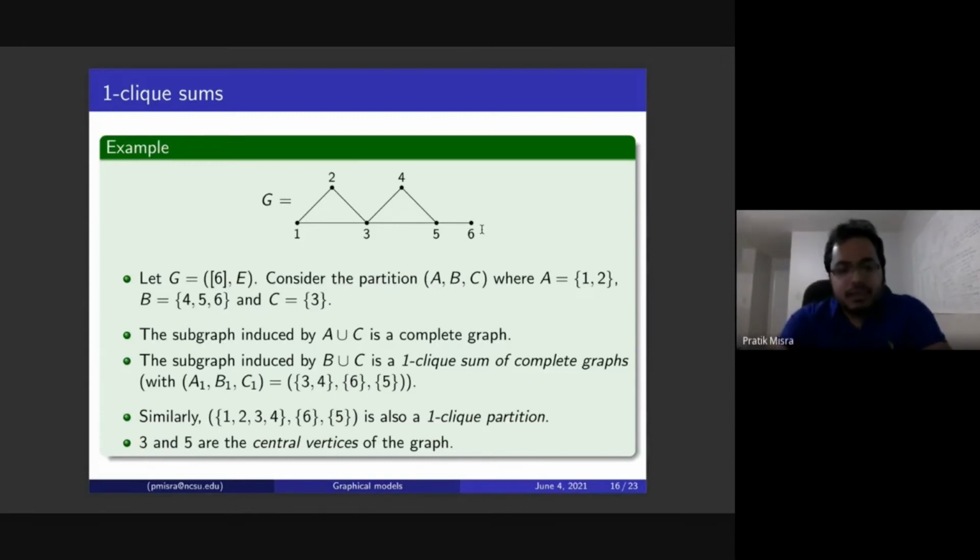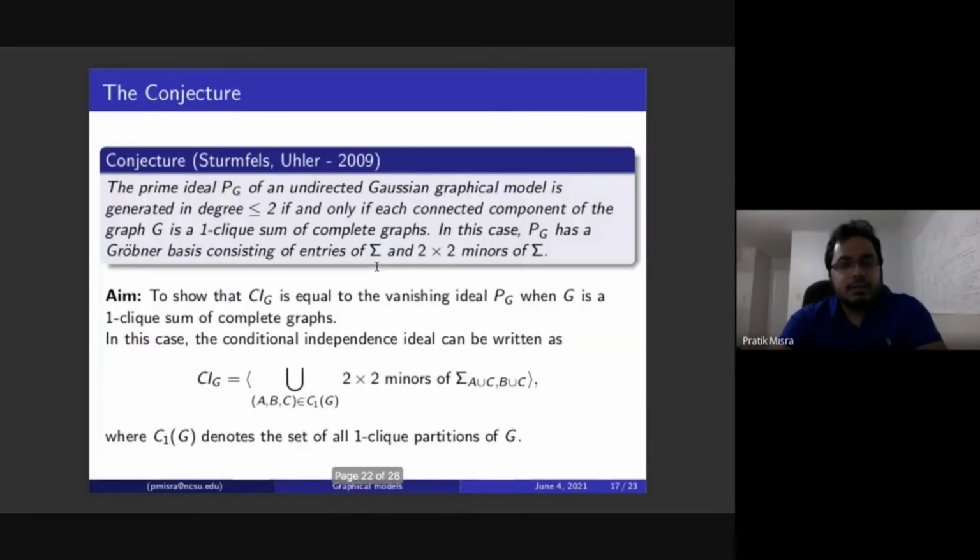So similarly, we have another partition for this graph. Let's say if we take A as 1, 2, 3, and 4, and C as the vertex 5, and B as the vertex 6, then that would also be a one-click partition for this graph G. So from the definition of central vertex, we can say that both 3 and 5 are the central vertices for this graph. Okay.